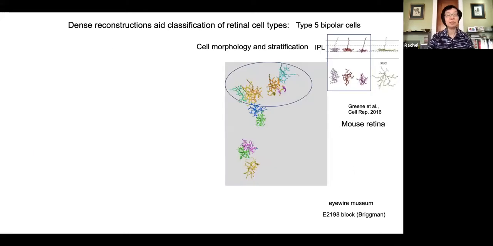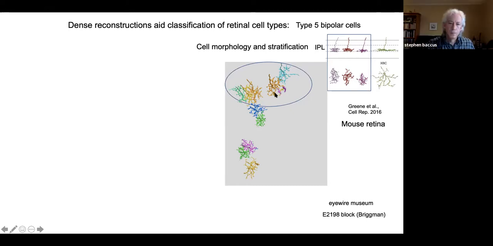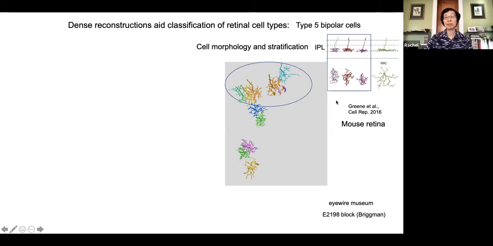Now, let me just illustrate a little bit about why dense reconstructions can aid the classification of retinal cell types, just by considering one class of bipolar interneurons, the type 5s. Generally, both cell morphology in terms of cell size and branching patterns, as well as the stratification of the axons and dendrites of retinal neurons within the depth of the inner synaptic layer, are very good hallmarks or indicators of a particular cell type. But sometimes it's really difficult, just based on stratification and even morphology, to define and separate whether these are in fact the same or a common cell type.